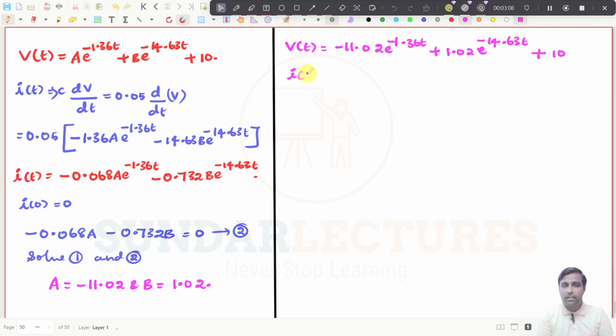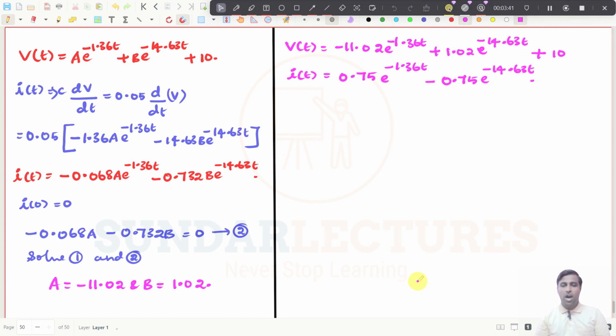And if I go for I of t, that is also easy because I know a and b, so you directly substitute a and b in this expression, you will get the answers. So if I simplify this, it will be 0.75 e power minus 1.36t, and then because here it is minus, it will be a minus value. So minus 0.75 e power minus 14.63t. That's all. These two are the expressions we are getting for v of t and I of t.